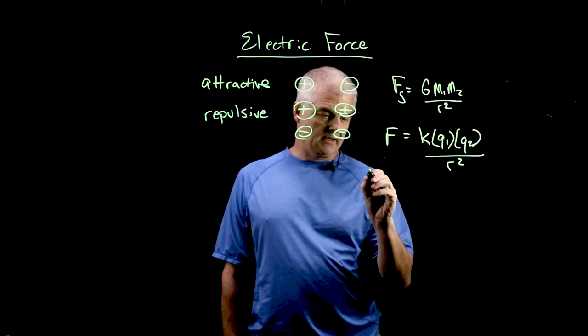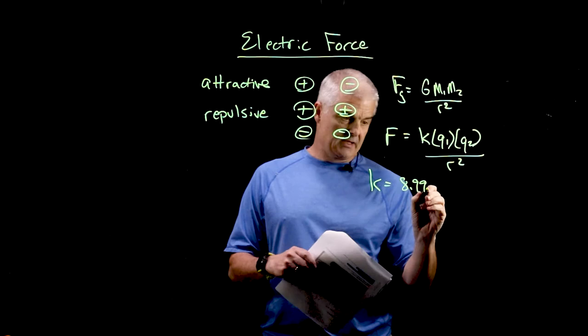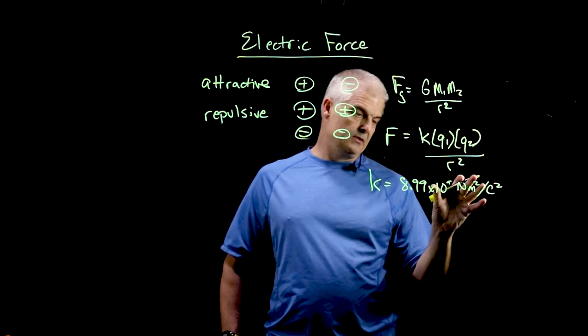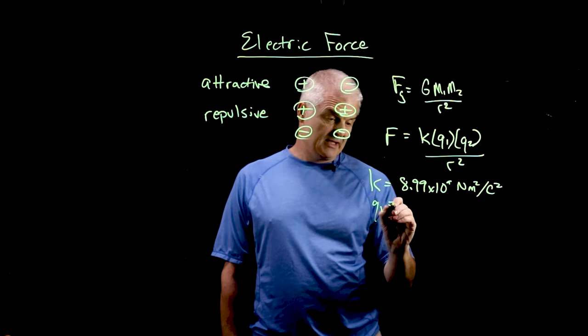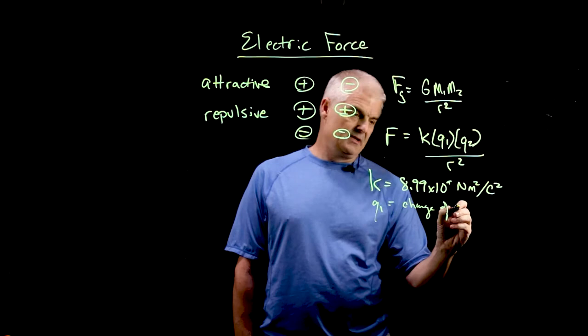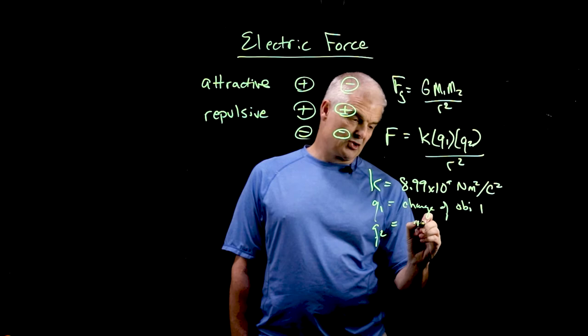First, let's talk about k. It's a little k, by the way. I always get this number wrong, 8.99, for all intents and purposes 9, times 10 to the 9th newton meter squared per coulomb squared. It's a big fancy term. Now, we've got these Qs. Q1 is the charge of the first object, and, of course, Q2 is the charge of object 2.